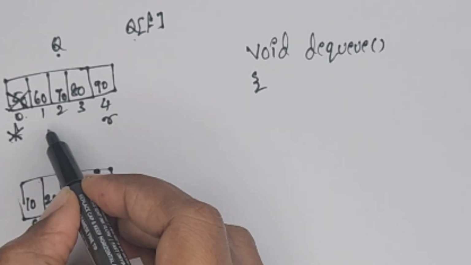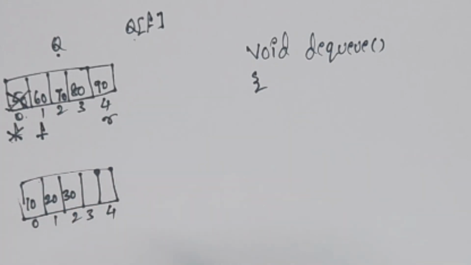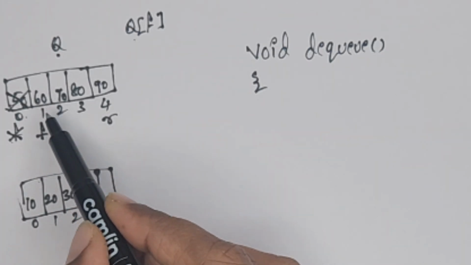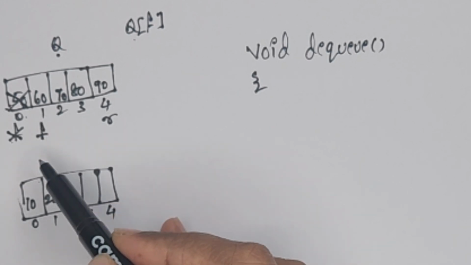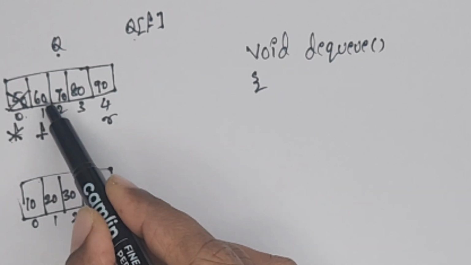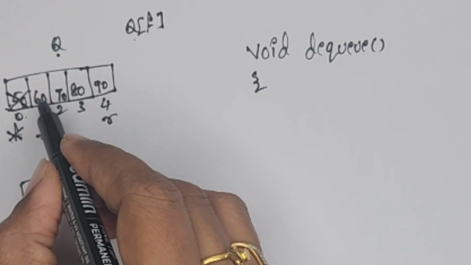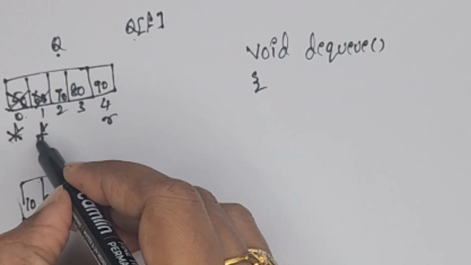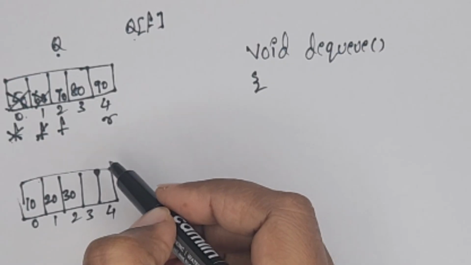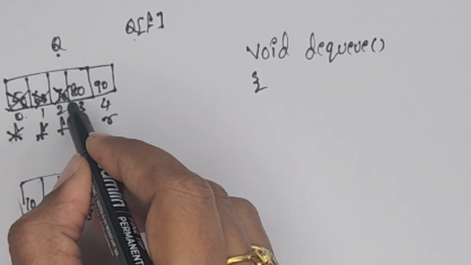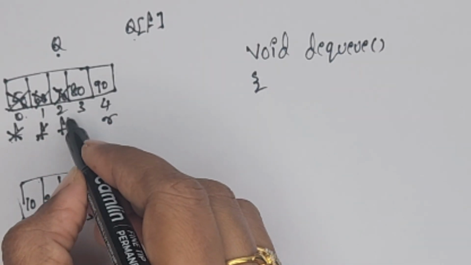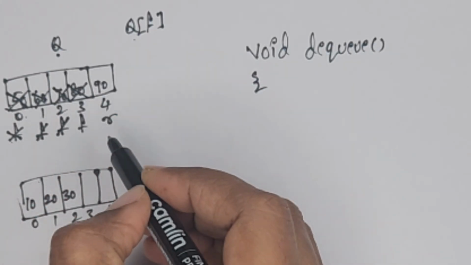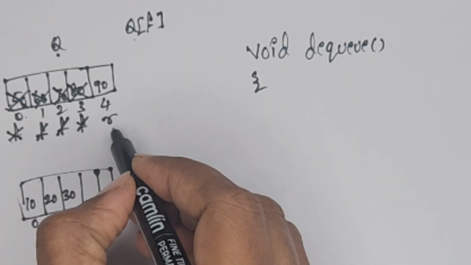So what you have to do is increment the front value by 1. Now the front element is 60. What is front? 1. Front is 1. Front element is 60. Again remove means q of f. That is 60 we have to remove and front is incremented by 1. Again remove this element and front is incremented by 1. Again remove this element and front is incremented by 1.